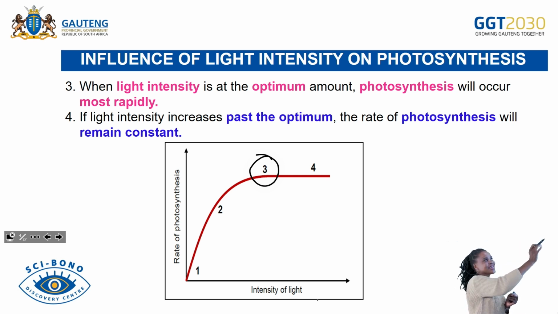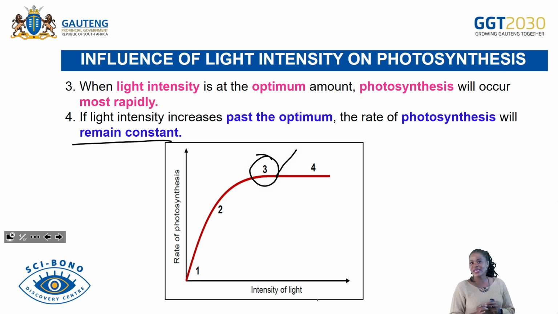Of photosynthesis? It is now going to be constant. In other words, if it increases above the optimum, then the rate of photosynthesis will remain constant. As you can see now, our line graph is constant. It does not increase or decrease, meaning that it increases up to its optimum amount. So this is how the light intensity influences the rate of photosynthesis.